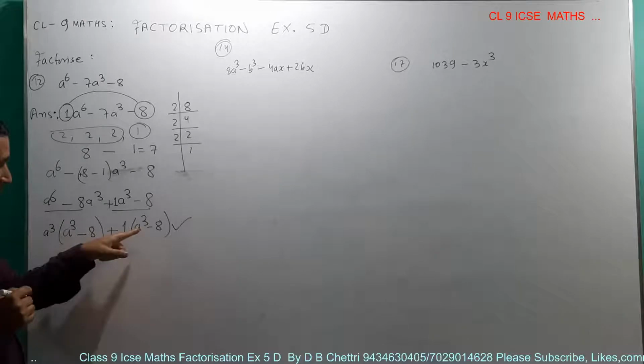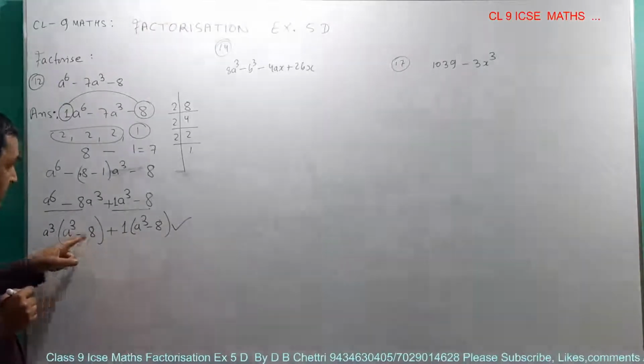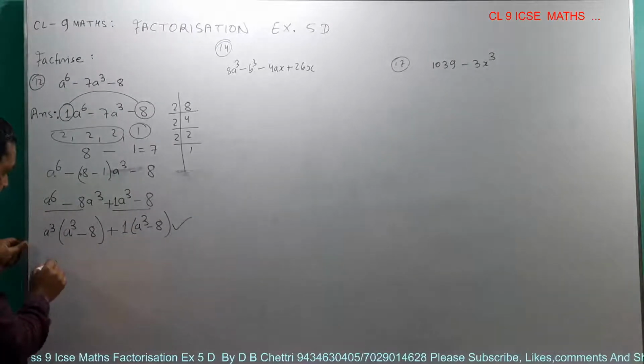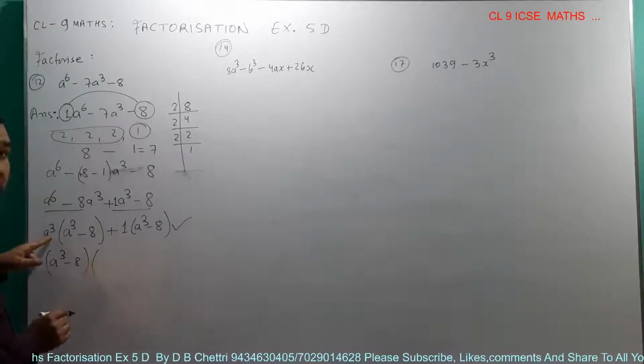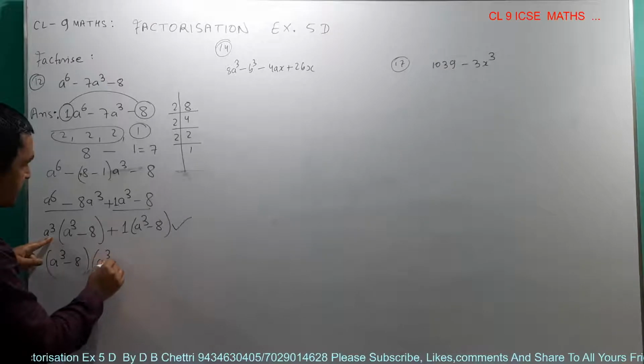Now take this same term as common. We are taking a cube minus 8 as common. Now what is left from here? a cube. Then what is left from here? 1.